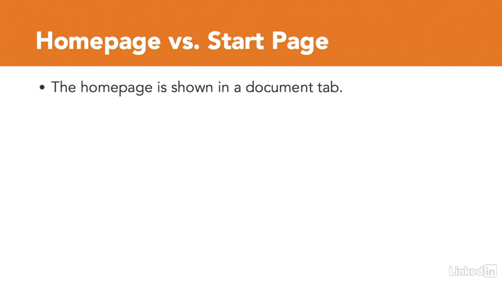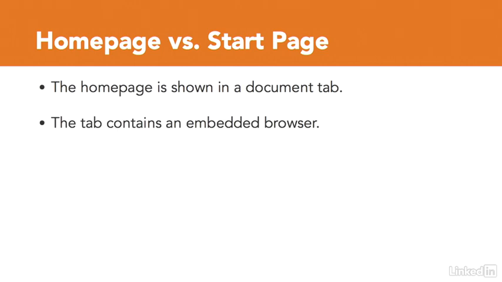The home page is shown in a Document tab. Inside the tab is an embedded browser. That browser, which is a fully functioning browser, shows a web page. So whatever that web page can do in Chrome or IE, it can also do in the Visual Studio browser.